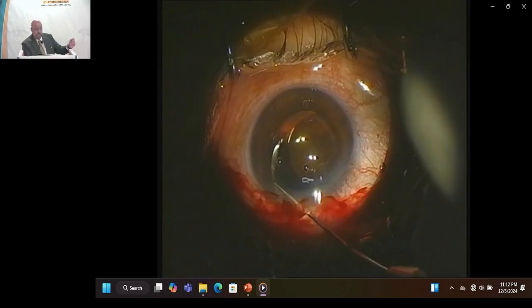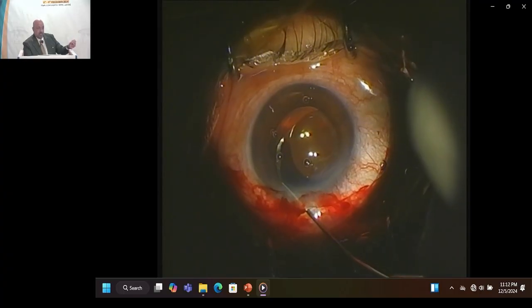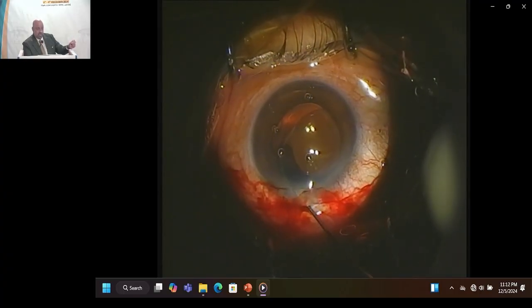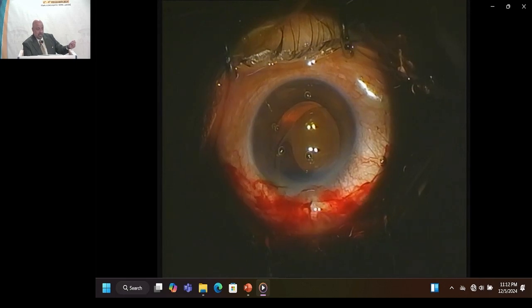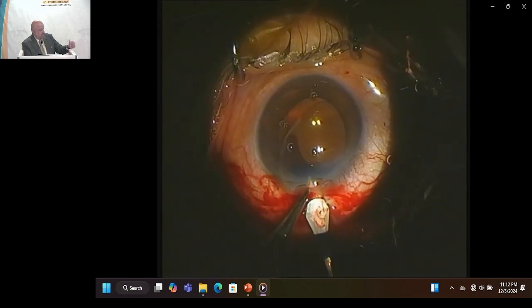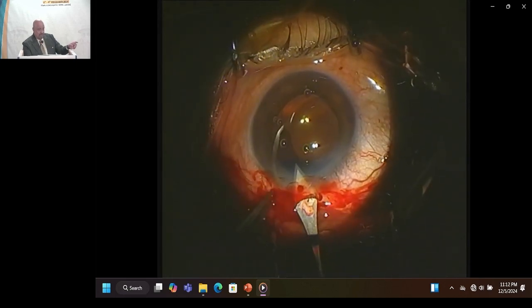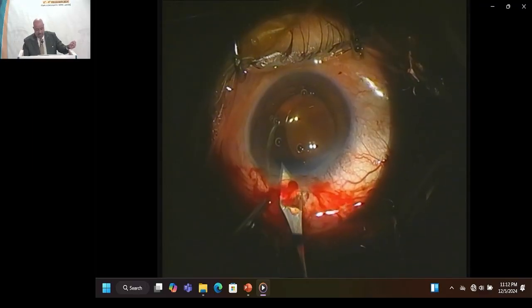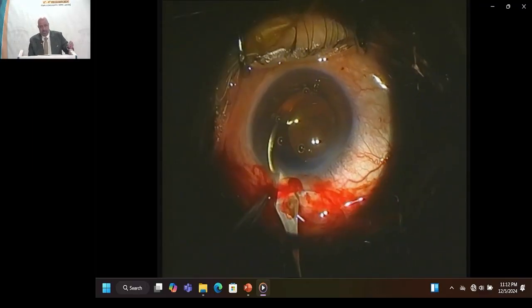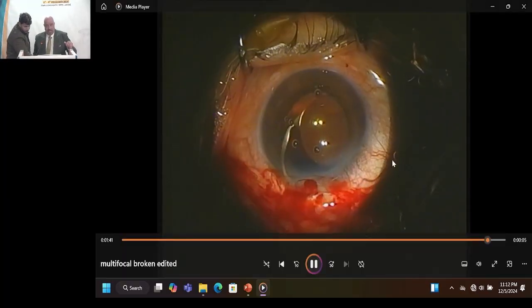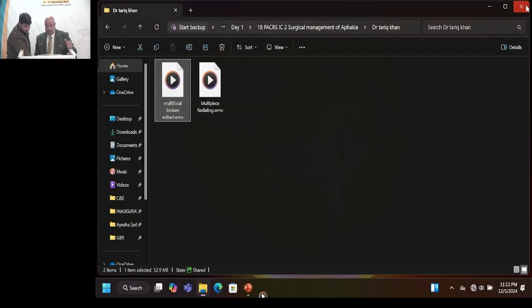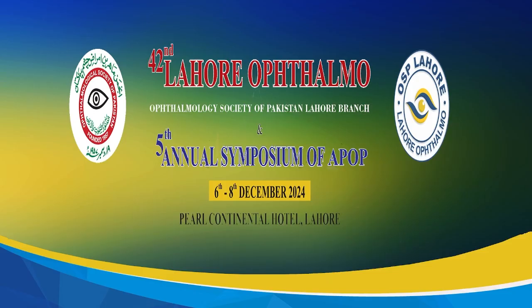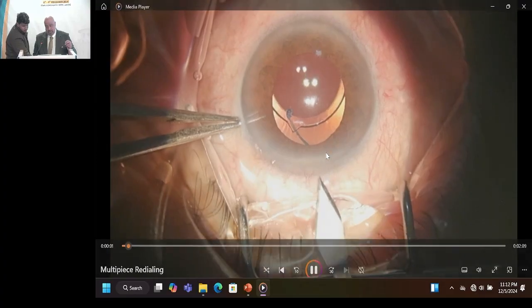So I took this lens out and put in a 6.5 monofocal lens after explaining everything, and the patient was very satisfied after the counseling. Can we have the next video? So never do that. You have taken so much money, but nothing will happen. See, he has put in a multifocal lens; explain it to the patient.